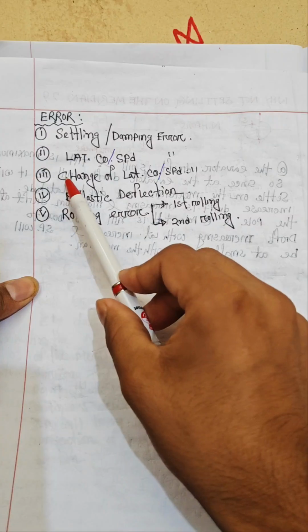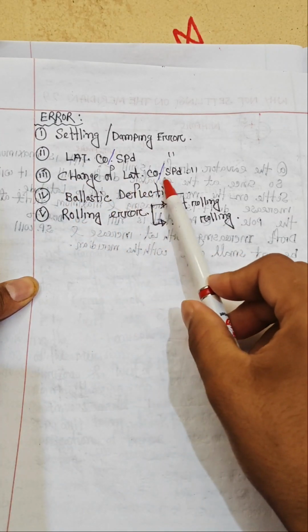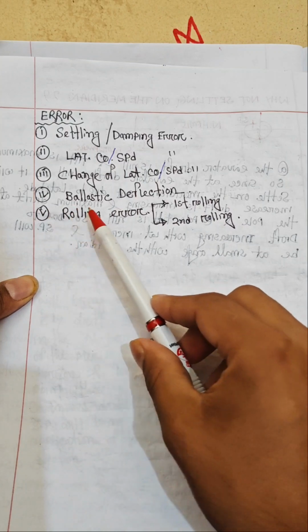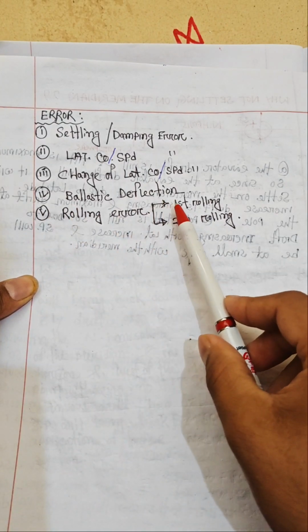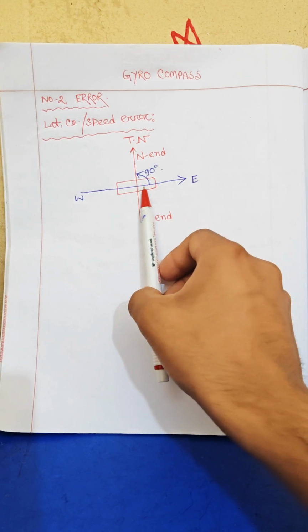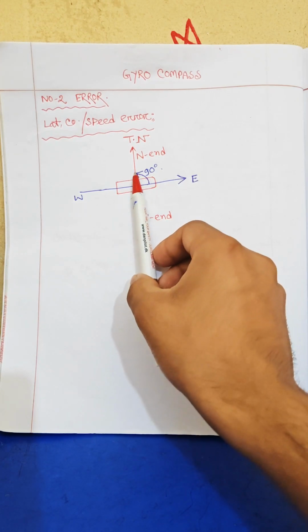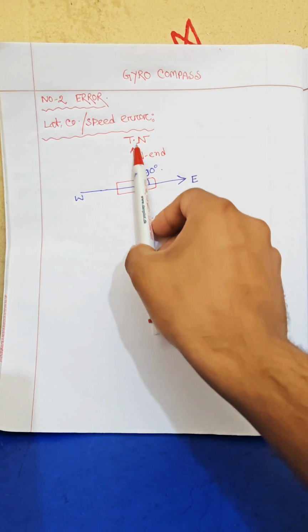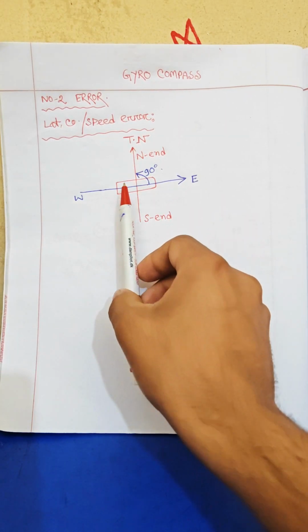And next one will be change of latitude course and speed error. Number four is ballistic deflection. Five is rolling error. Rolling error has two parts, first rolling and second rolling. Guys, this is your rotor, which is rotating. This is your north end, this is your south end, so this is the spin axis. This is the rotor.